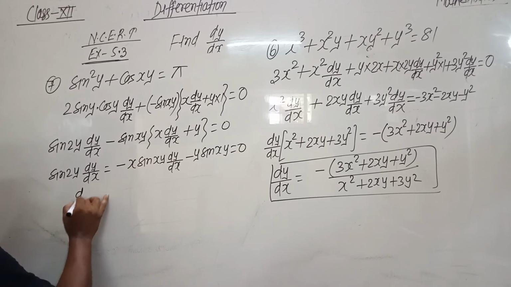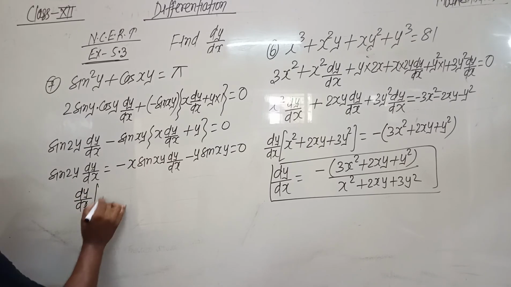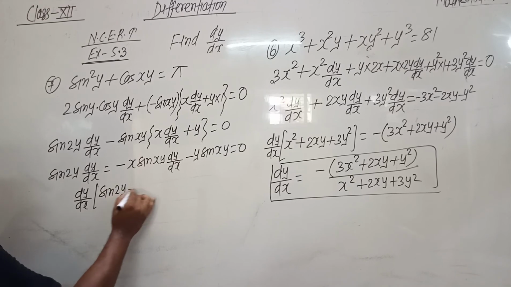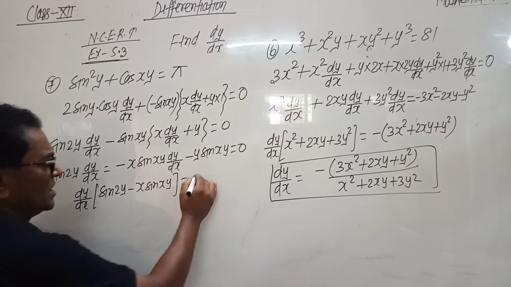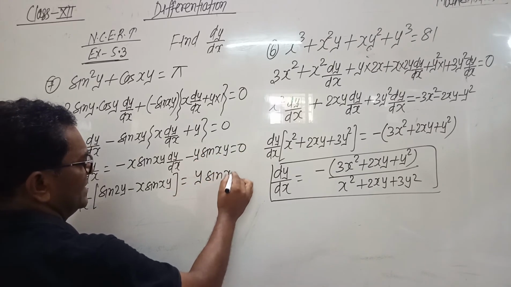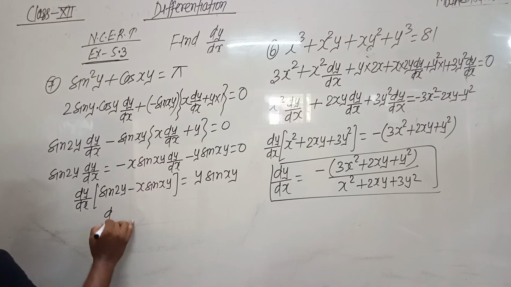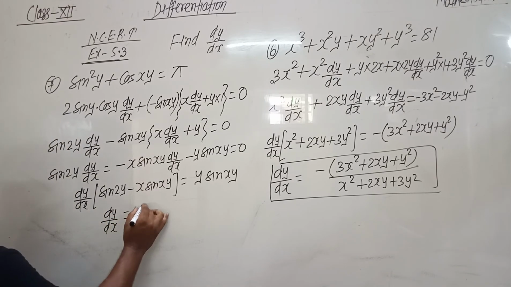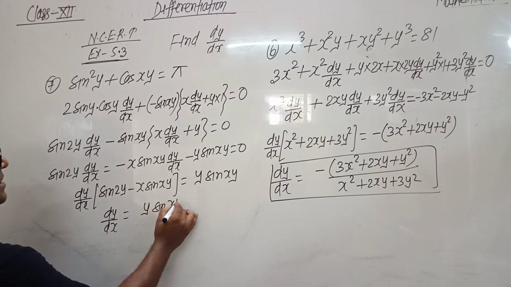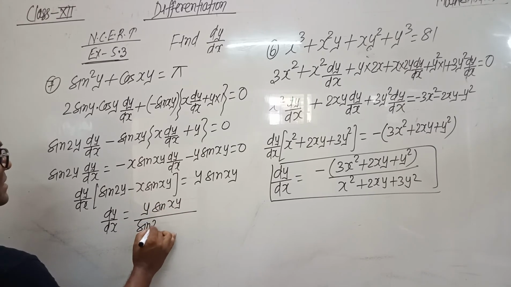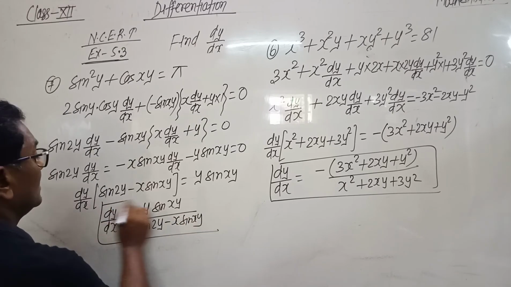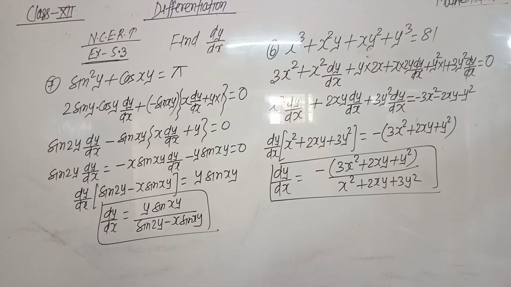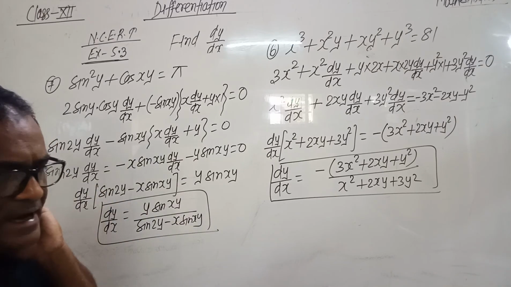Now taking dy by dx as common, we get sin of 2y minus x sin xy, and this term would go on the right side, becoming y sin xy positive, and we eliminate dy by dx. It gives dy by dx equals to y sin xy upon sin 2y minus x sin xy.